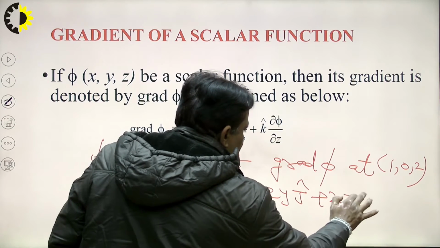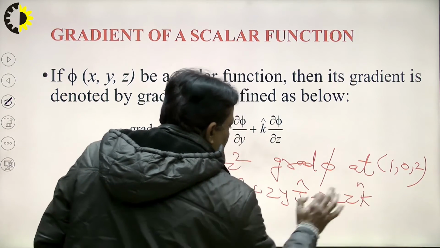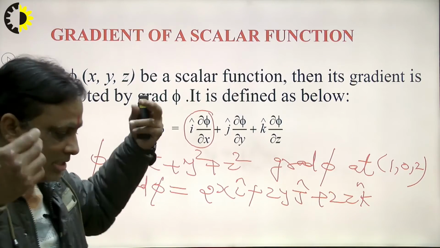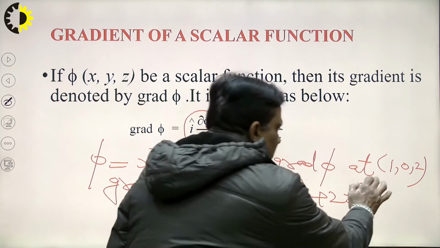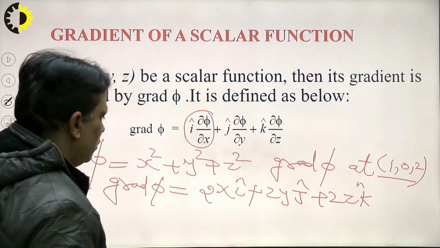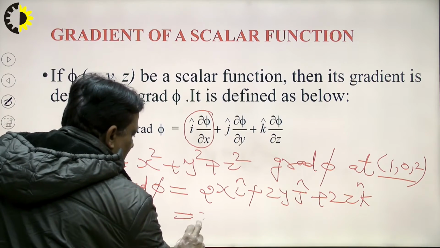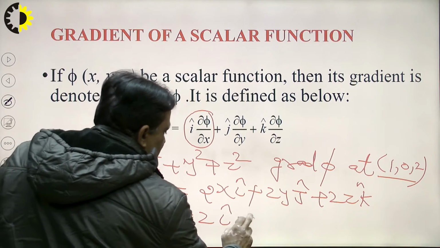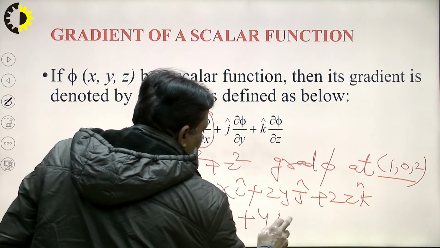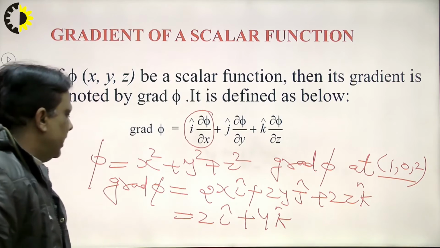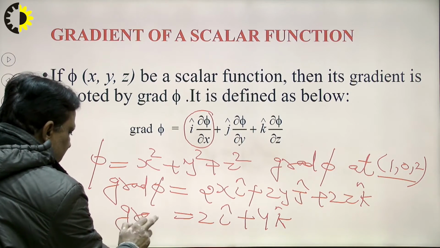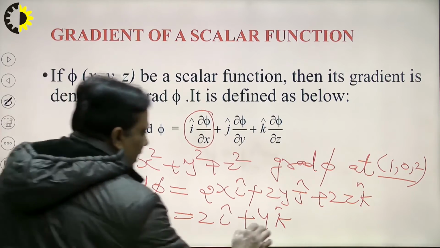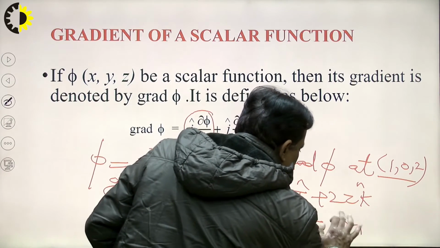This is the way to calculate the gradient at a particular point, because I am standing at a particular point. So we put the point into the given expression, (1, 0, 2). So what will be the result here? 2i plus 4k cap. In this way we can calculate grad phi, and grad phi represents the normal vector n.